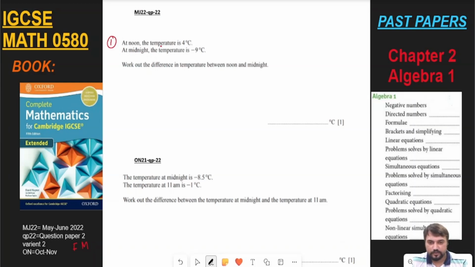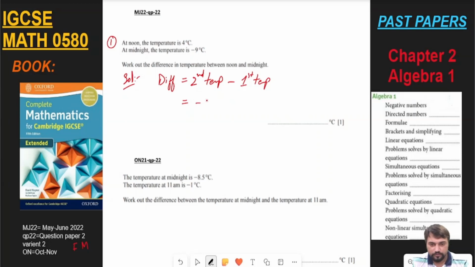The question says at noon the temperature is 4 degrees Celsius, at midnight the temperature is minus 9 degrees Celsius. Work out the difference in temperature. Okay, so how can we solve this question? It's a simple process. First you have to write the formula for calculating the difference in temperature, that is second temperature minus first temperature. You can also write it as new temperature minus old temperature. The second temperature is minus 9 degrees Celsius and the first temperature is 4 degrees Celsius.